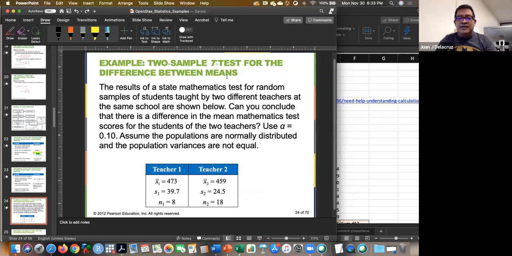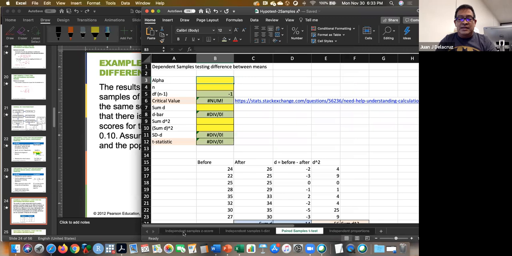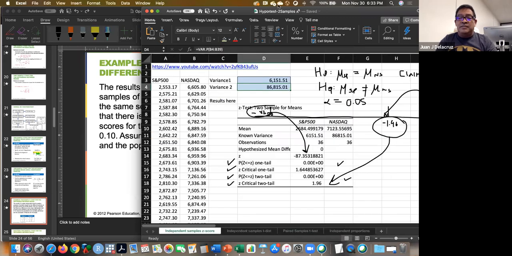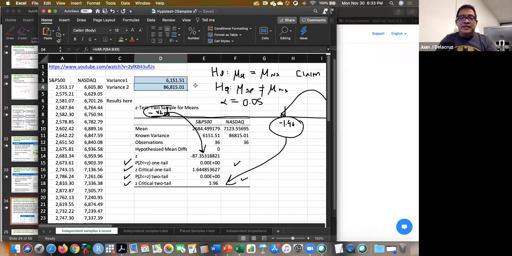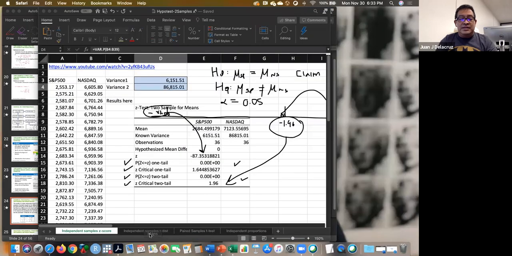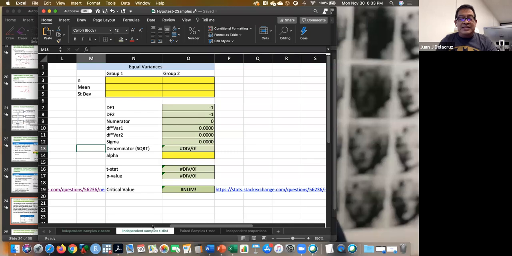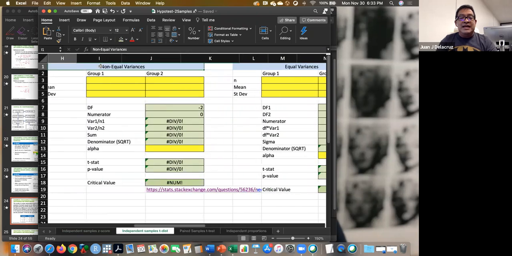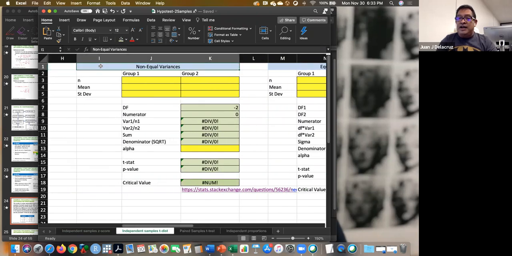Before explaining this, I'm going to show you something that I did here. It doesn't mean that you cannot do it; I am sure that you could have found this easier than what I did. Here, as you can see, we have independent samples and we have the t-test. So we have the case for equal variances and the case for non-equal variances.